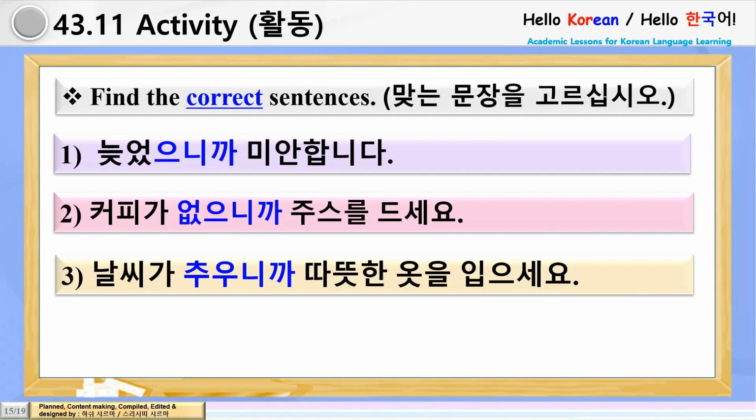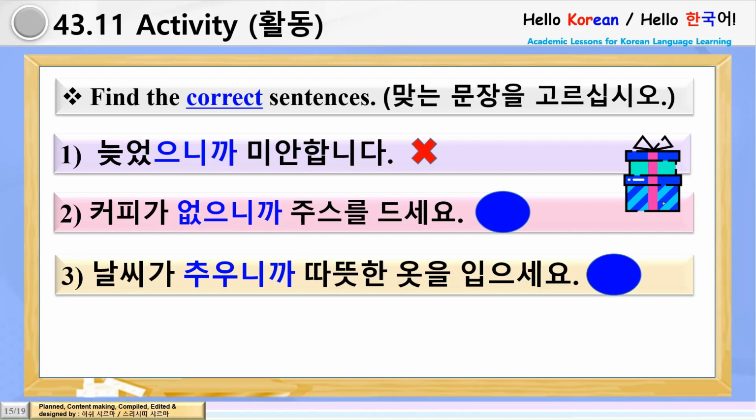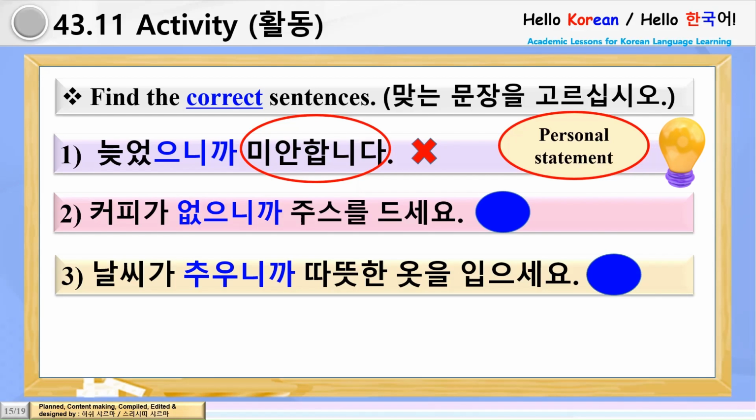Chajas soyo, Yorobun, tell me, number one is right or wrong. Nee, chares soyo. Number one is wrong, number two and number three are right. Can you tell me why number one is wrong? Yes. Mian hamnida, I am sorry. That is a personal statement, emotions. So we cannot use nika here. If you are able to find out the correct sentences in these three sentences, now you know this grammar very well, Yorobun. Chares soyo. Kamsahamnida. Next.